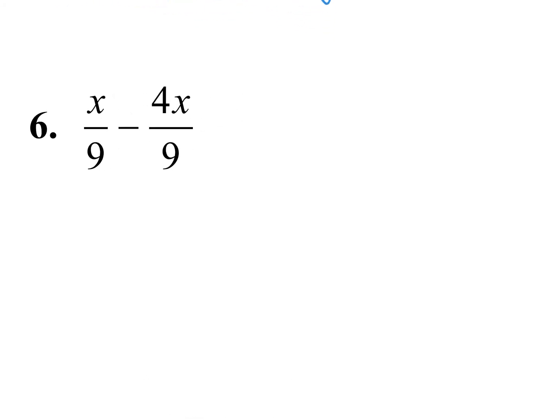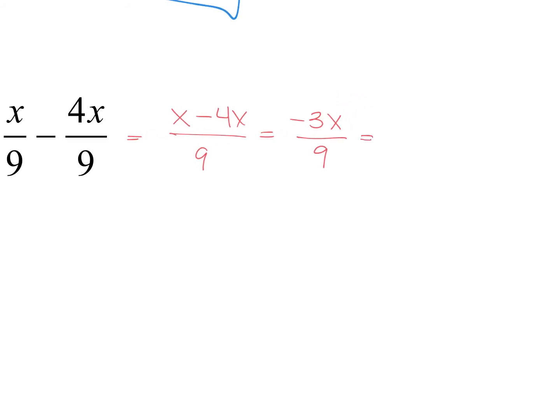So if you look at this problem, what's our common denominator? It's 9. So this one you can just say is x minus 4x over 9. X minus 4x is a negative 3x over 9. And that simplifies further. Negative 3 over 9 is negative 1 over 3, right? So this is basically a negative x over 9. You can put the negative with the x. You can put the negative out in front. I'm not going to be picky on where you drop that negative, but that would be your setup.